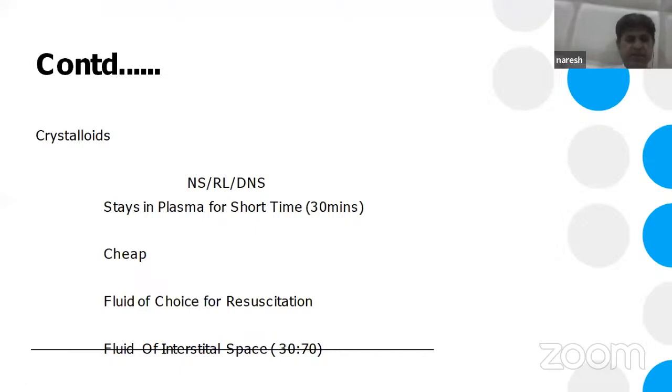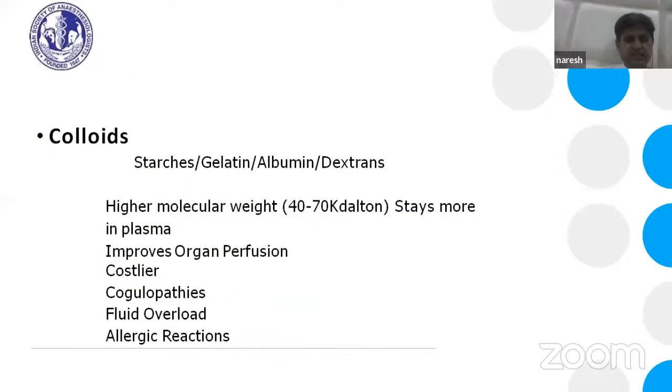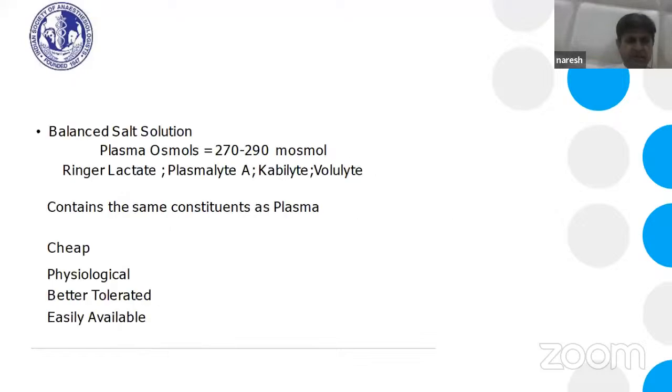They are cheap, they are easily available. This is the repetition of the slides. And this is the colloids: starches, gelatins, albumin, and dextrans. So Ringer lactate, Plasma-Lyte A, Kabilite A, and Volulyte.